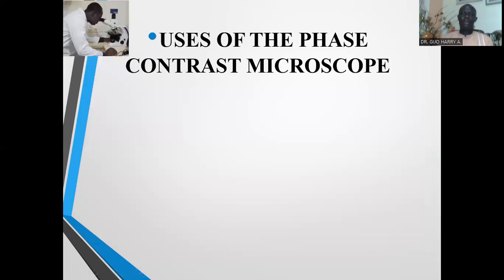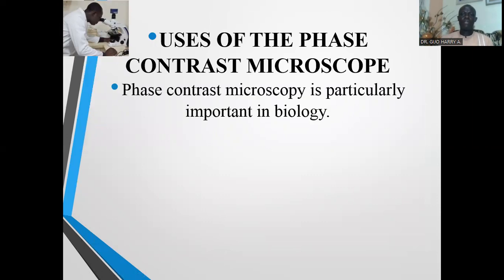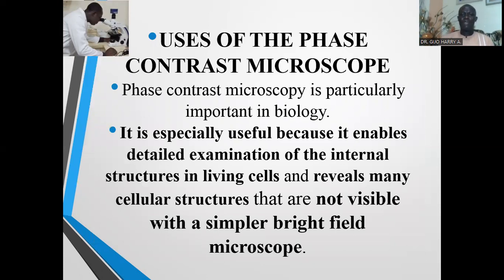What are the uses of phase contrast microscopes? Phase contrast microscopy is particularly important in biology. It is essentially useful because it enables detailed examination of the internal structures in living cells and reveals many cellular structures that are not visible with a simpler bright field microscope. It is used to view internal structures in living cells, and helps to reveal many cellular structures that cannot be seen with the bright field microscope.